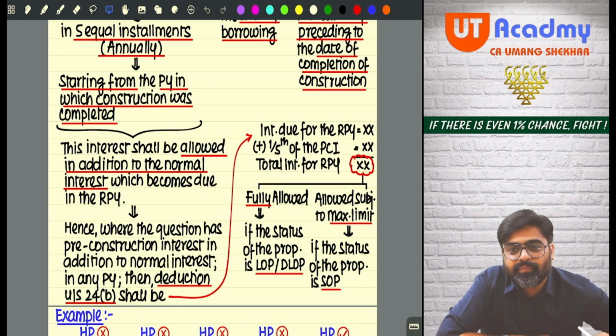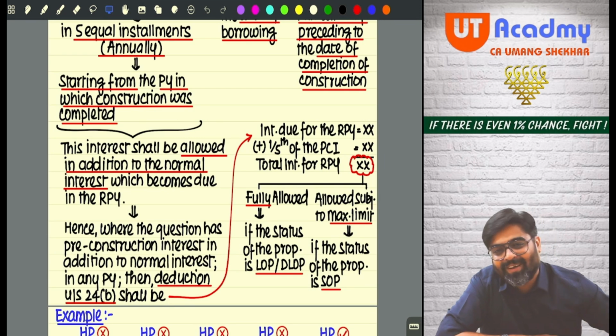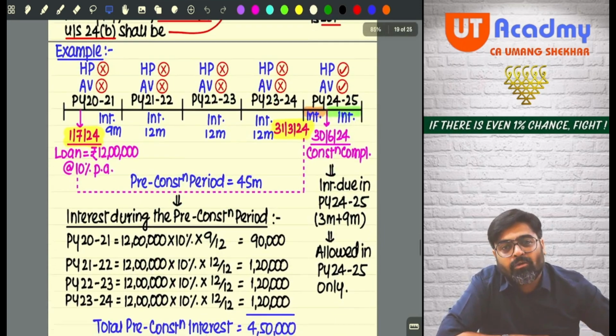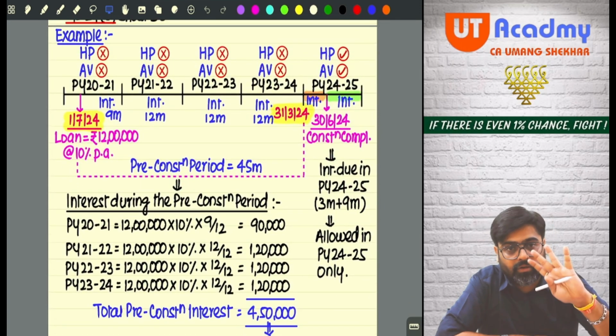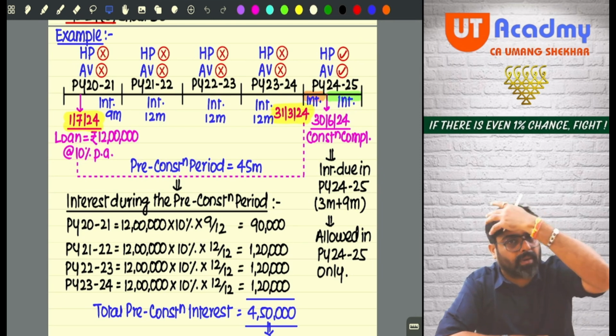Got it? Easy or difficult? Easy, no? Made easy. Okay, now pay attention. See, I have made this small example for you, with numbers, so that you understand the concept properly and clearly.